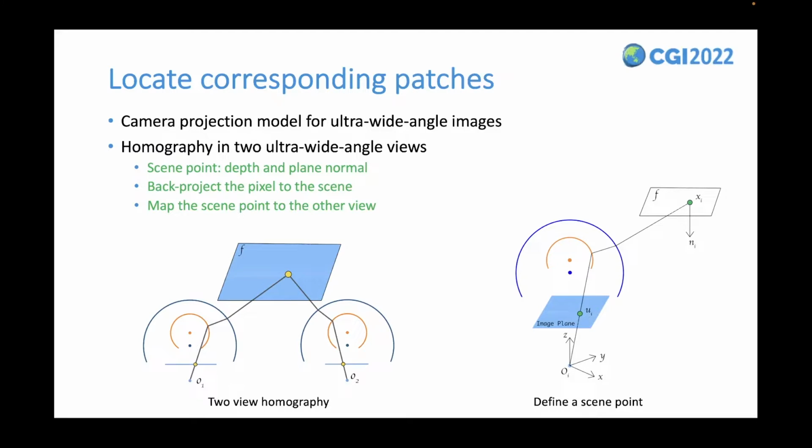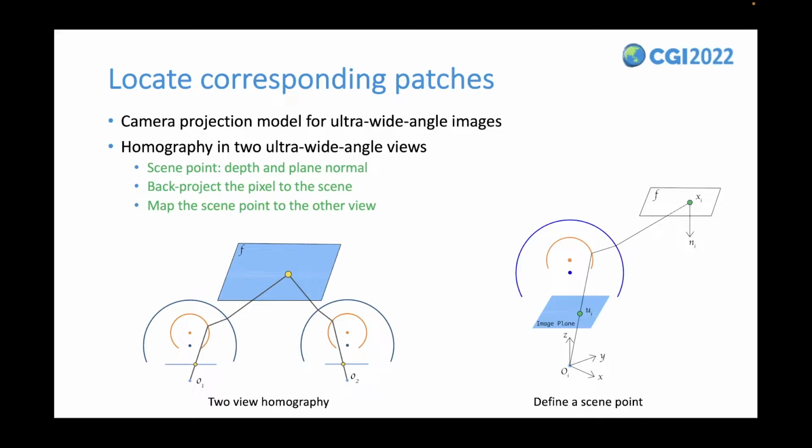When a pixel is assigned a plane, the pixel is first back projected to the scene with the depth and the plane normal. For back projecting a pixel in the ultra-wide-angle image to the scene, we choose to model ultra-wide-angle lenses with the double sphere camera model. In the bottom right corner of this slide, you can see that in the double sphere camera model, a point in the world space is projected onto two unit spheres consecutively.